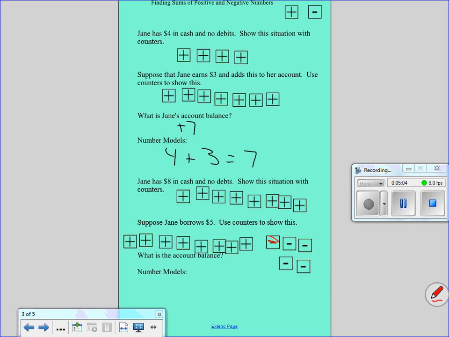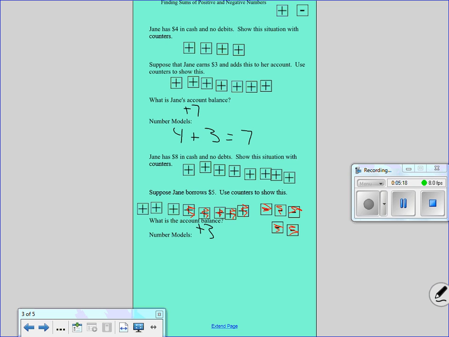So if I cross off a negative, cross off a positive, negative and a positive, a negative and a positive, negative and a positive. That means her account balance would be left at a +3. This is what the number model looks like, kids. We'd have a +8, right? A +8 plus a -5.